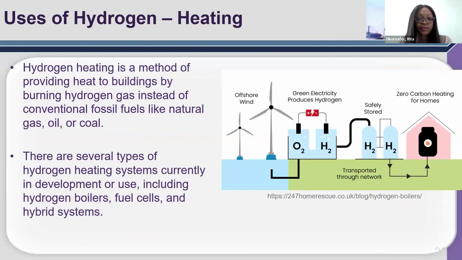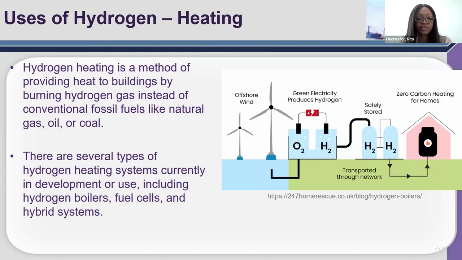For heating, we take hydrogen and we use it inside boilers. So instead of the typical boilers that would use natural gas, we can use hydrogen in place of that gas. Remember that hydrogen has a high gravimetric energy density. So it's like replacing the boiler, but using hydrogen instead of natural gas.